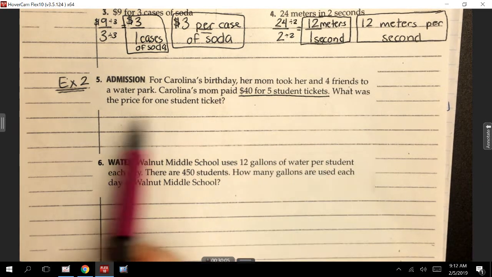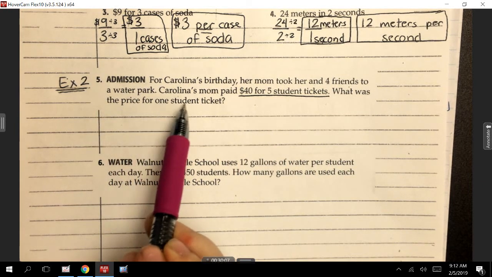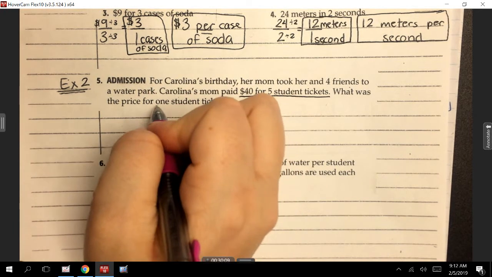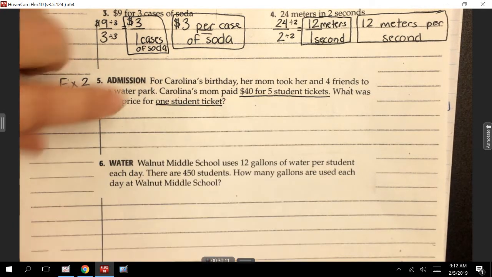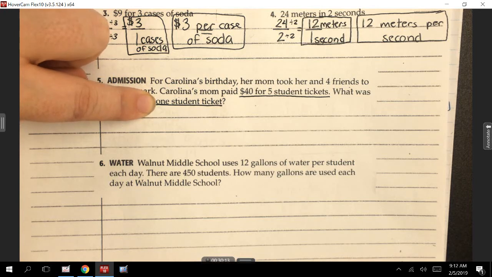That's important. What was the price for 1 student ticket? Do y'all see where it's saying 1 student ticket? If I need 1 student ticket, where do those tickets have to go? Where does my 1 need to be? On the top or on the bottom? On the bottom. So are y'all okay with the fact that my student tickets have to go on the bottom?